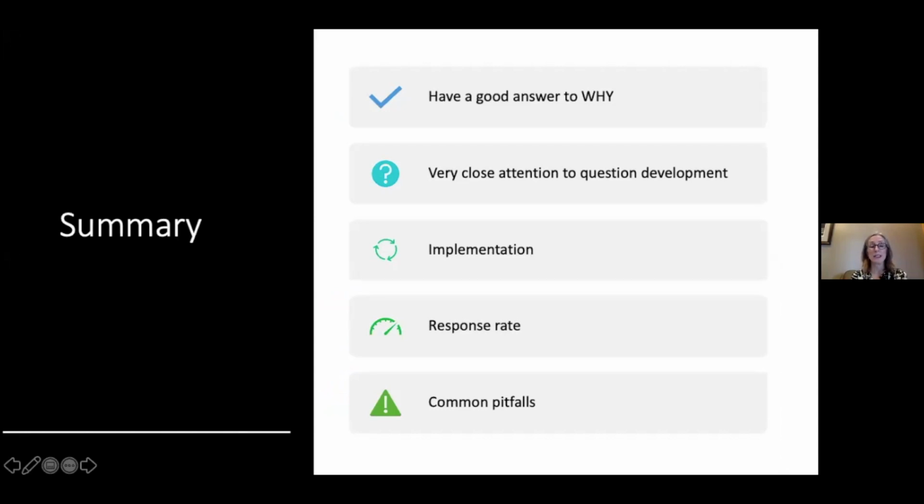But you really need to have a good answer as to why you are using a survey and not using something else. And the first thing you should kick around in your research collaborative group is, is the survey the best way to answer this question? Or if it's not best, is it at least acceptable? Pay really close attention to question development and get a lot of feedback. There is no one right way for implementation.